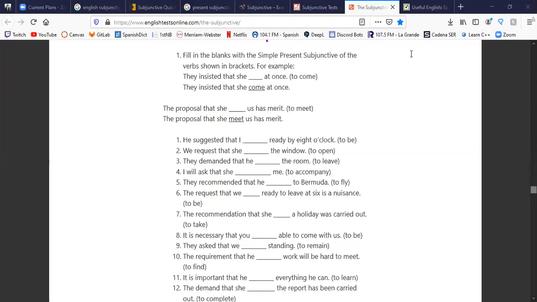Okay, but to go back to what we were talking about, someone just asked if, I think you were asking, in number 11 that you could use either the indicative or the subjunctive. I mean, you could, but that would mean something else. "It's important that he learns everything he can" means that he actually does learn everything he can, and that's an important fact. But without that S ending, it means that you just want him to learn everything that he can.